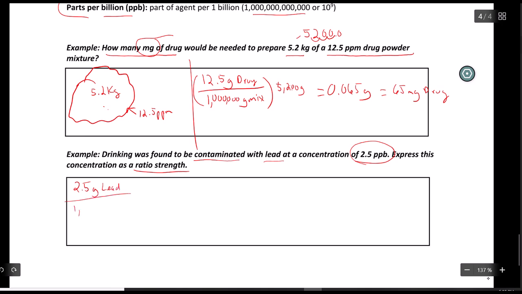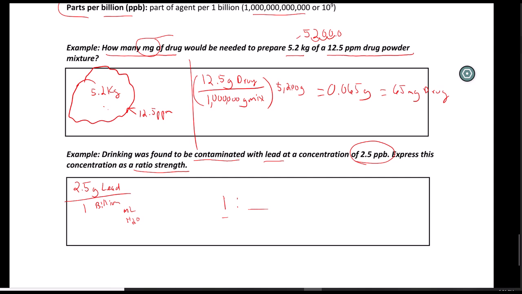Instead of me putting 9 zeros here, I'm just going to put billion. So let me call it 1 billion here. Right? There's 2.5 grams of lead per every 1 billion mLs of water that you get. All right. How do we describe it as a ratio strength? A ratio strength, again, we want ideally 1 to something, right? 1 part to 1 part. This says 2.5 grams is to 1 billion mLs of water. Well, what about 1 part lead? What about 1 gram of lead? How many mLs of water is that related to?